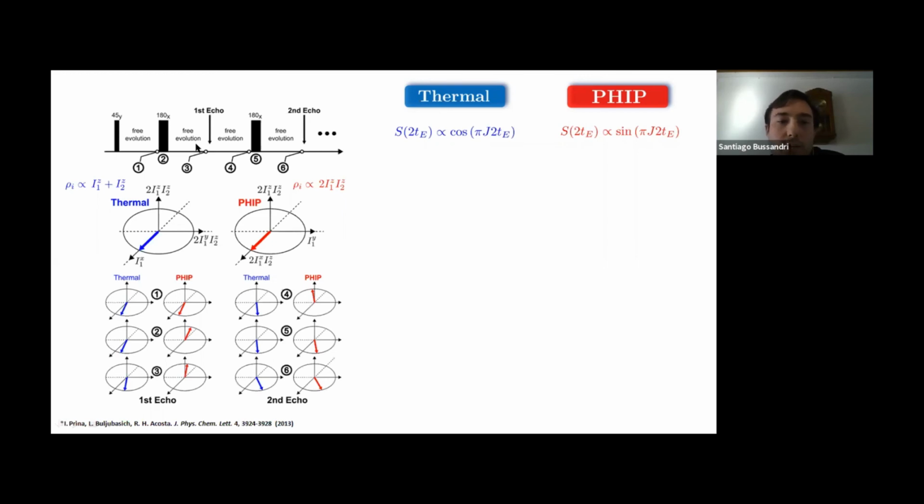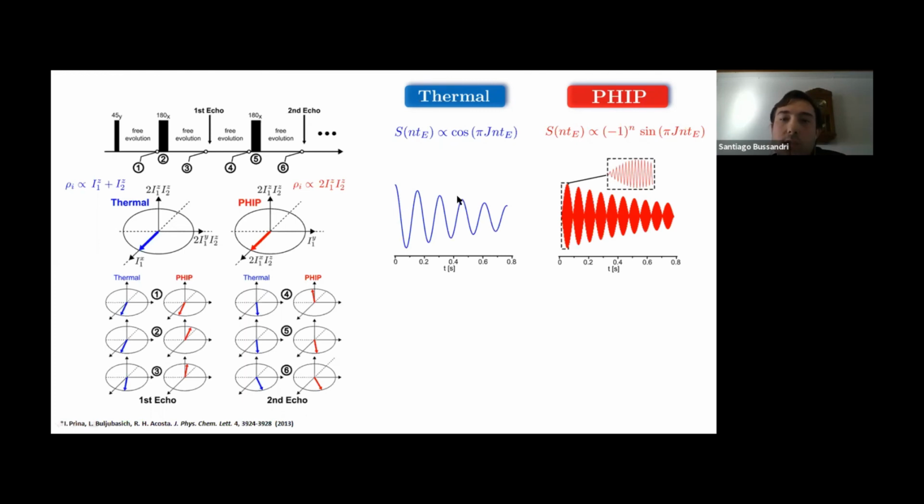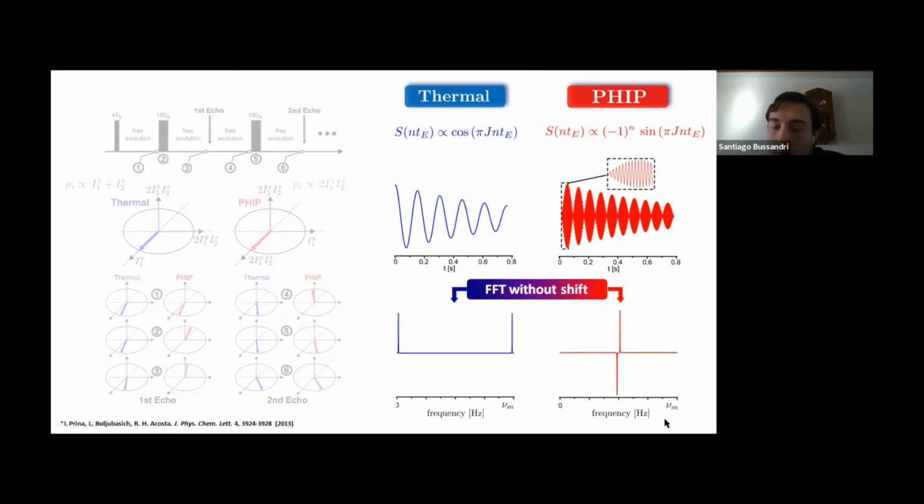If we continue this line of reasoning, when both operators reach the second echo, the thermal signal will remain having this usual cosine phase, but the phase of the FIP signal will be the opposite compared with the one at the first echo. So we continue doing this over time. This will be the signal described by the thermal operator, and this one right here, the one by the FIP. And if you Fourier transform them, this is the J spectrum that you will obtain.